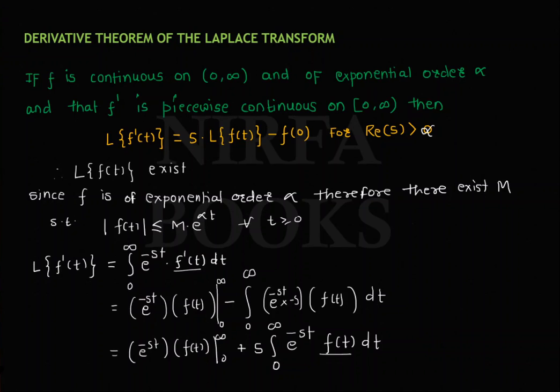So in the next step, I can write the first two brackets keeping as it is, e to the power minus st, the second bracket is f of t, and its limits are from 0 to infinity. This is plus s into, according to the definition of the Laplace transform, that integration is equivalent to this quantity, the Laplace transform of f of t. Now the only work remaining is to evaluate the value of these two brackets.